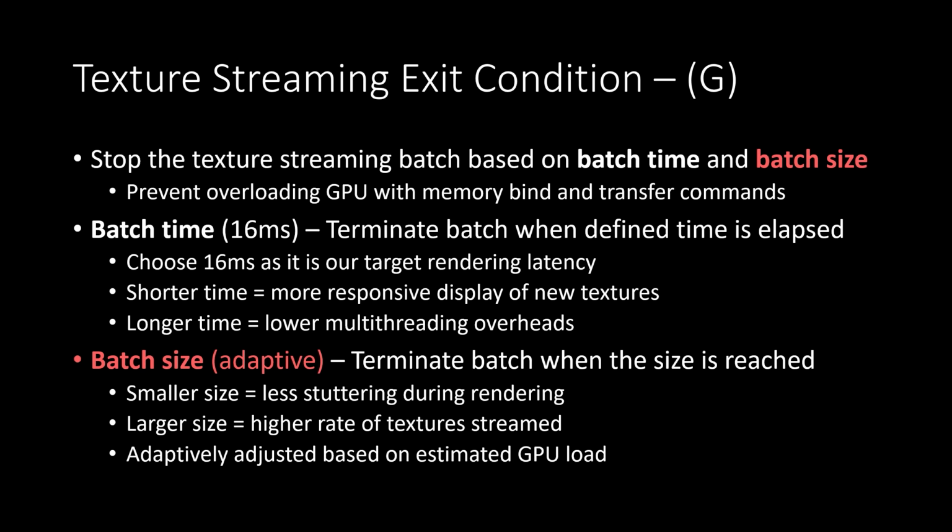Having a shorter batch time will produce a more responsive display of new textures, and having a longer batch time will result in lower multi-threading overheads. The batch size terminates the batch process when the size is reached. Having a smaller batch size means less frame stuttering during rendering, and having a larger batch size produces a higher rate of textures streamed. This batch size is adaptively adjusted based on estimated GPU load.